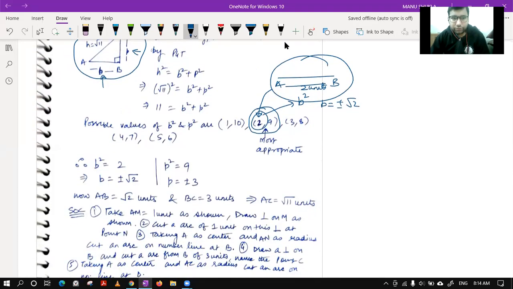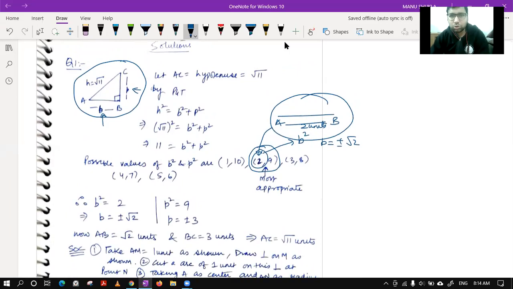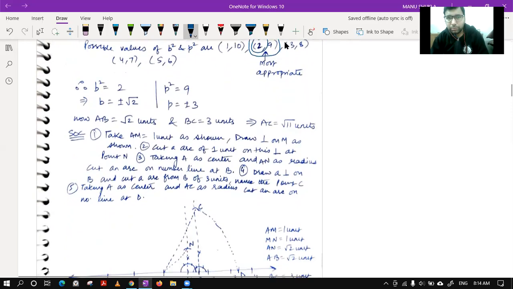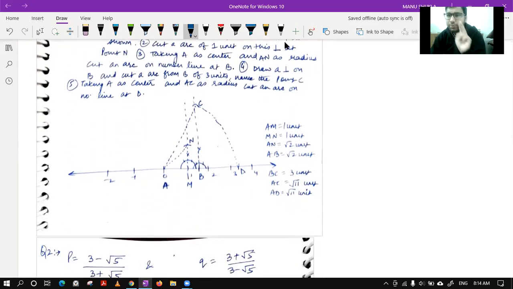Please check it again and correct it. Does anyone have a problem in this question now? Please confirm. As soon as you get this root 11, it is easy for you. But this question consists of 2 steps. First, you need to get under root 2. For that, you will make AM of 1 unit, MN of 1 unit. Then this AN will be how much? If you make a number line on which you take AM equal to 1 unit, MN equal to 1 unit, then AN equal to how much?